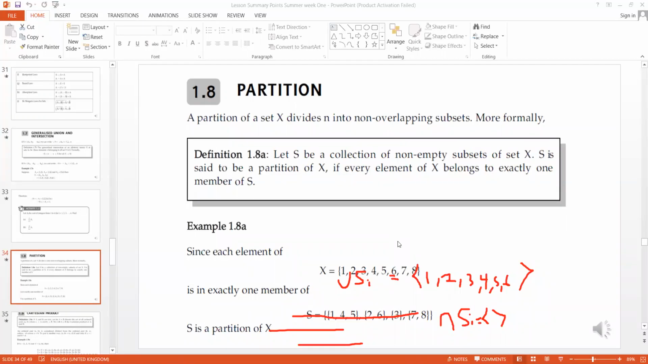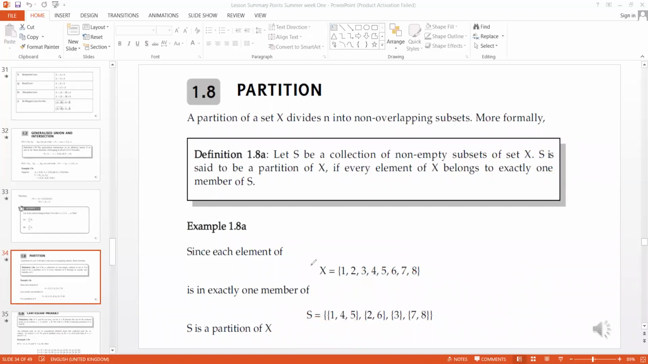So if you look at it carefully, oh, sorry, let me clear everything there. So this is the set X, 1 to 8. And we are saying that for a partition to occur, we have 1, let's say 2, we have 3 here. We have 4.